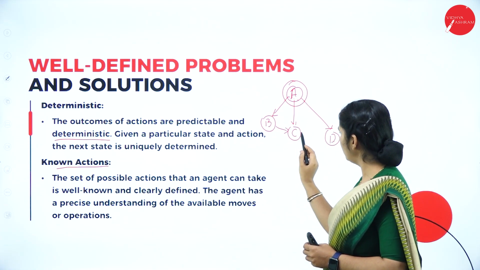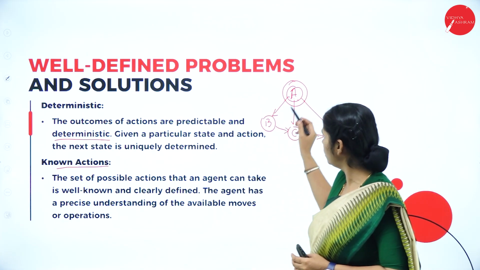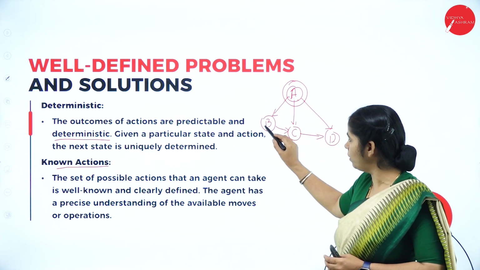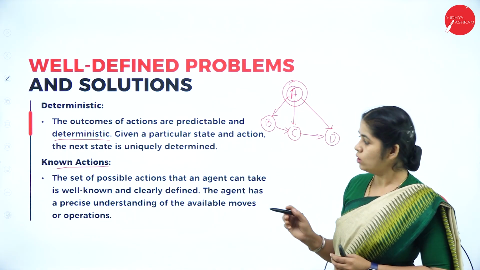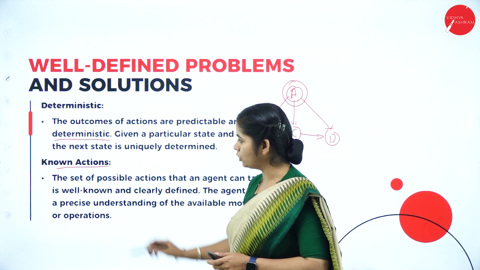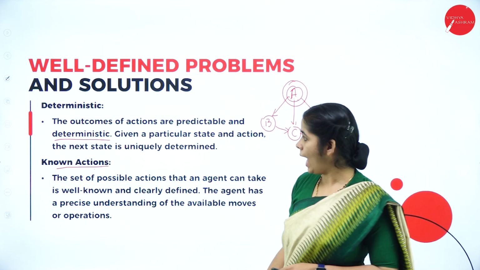In turn, B is connected to C and C is connected to D. We already know the action, what happens if I move from A to B. We have to move from A to C to reach the final goal. So that is known as well-defined action. That is, we should know the action, what is going to happen.